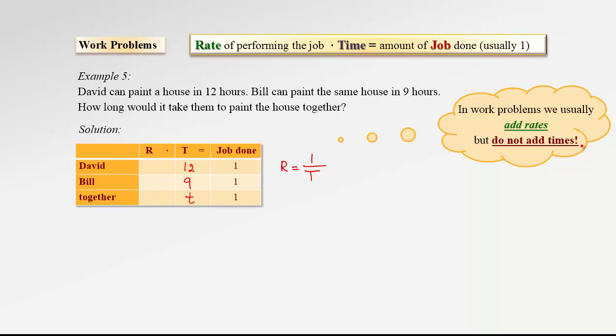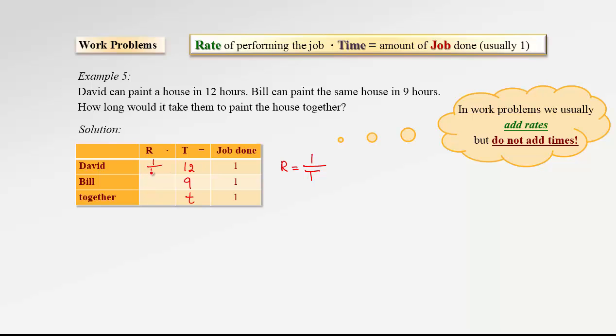However, we do not add times. Because if David needs 12 hours, and Bill comes and helps him, together they should need less than 12 hours. Similarly, if Bill needs 9 hours and David comes to help him, they should complete the job in less than 9 hours. So keep in mind that the time together in work problems is always shorter than any of the individual times.